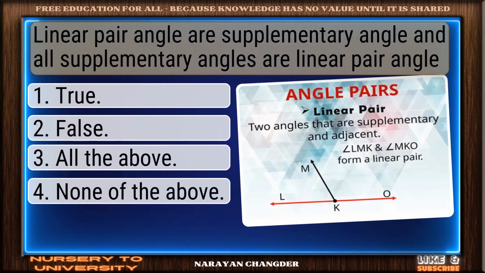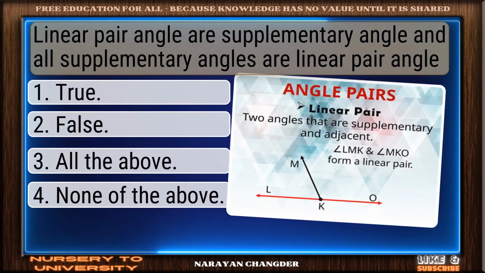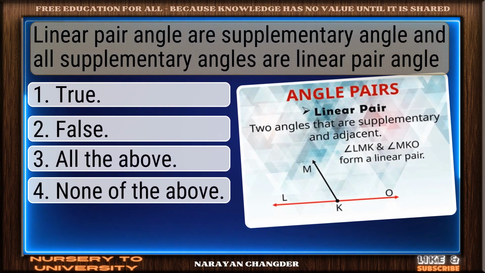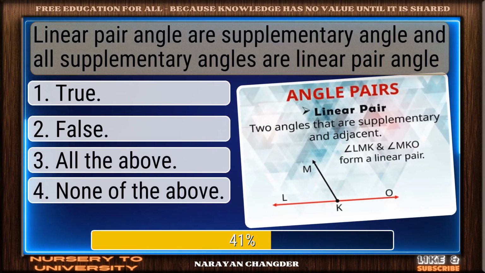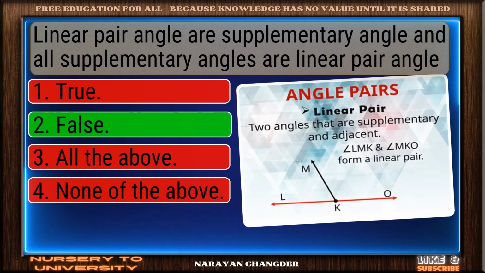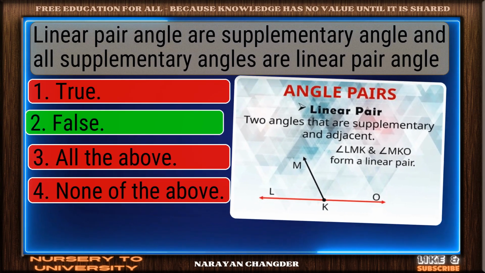Question number 40. Linear pair angles are supplementary angles and all supplementary angles are linear pair angles. Excellent. False is a brilliant choice.